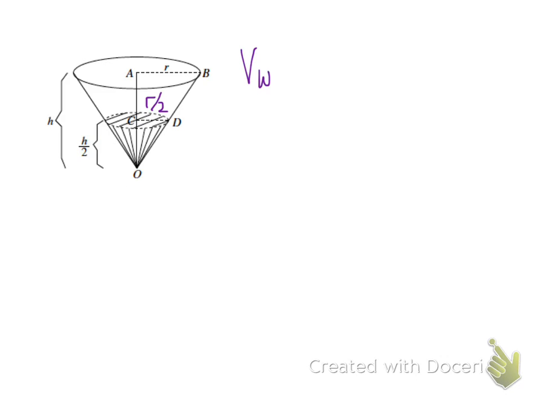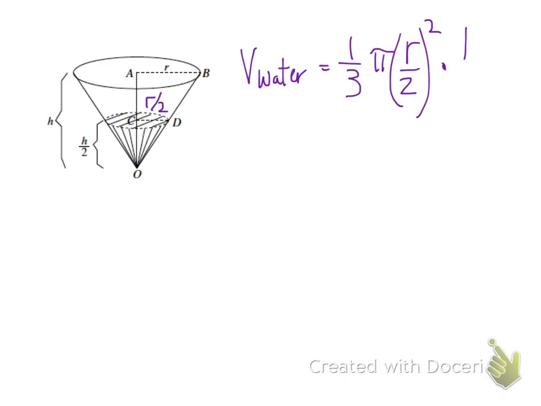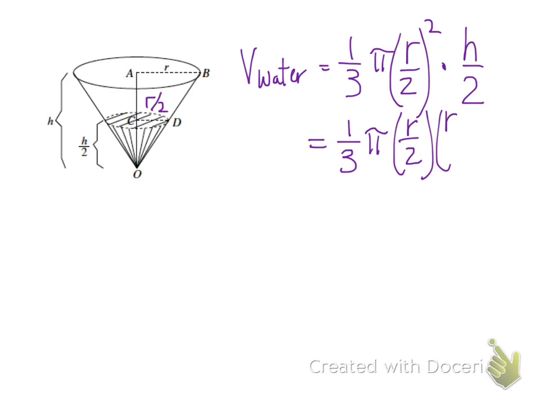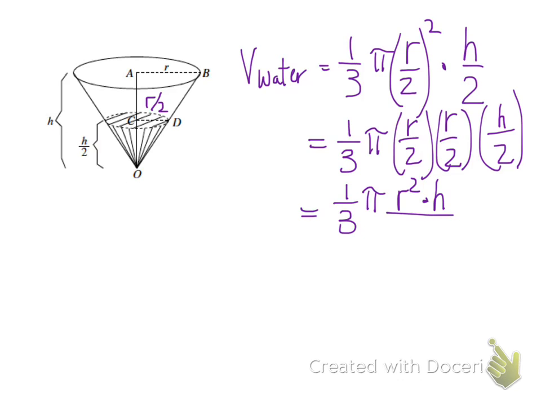So the volume of the water is equal to, we're going to use the volume of a cone. So it's 1/3 pi times the radius squared. The radius is r over 2, so we want that whole thing squared, times h over 2. Right? So let's multiply that out. This is 1/3 pi times r over 2 times r over 2 times h over 2. So if we expand all that out, we have 1/3 pi times r squared times h over 8.